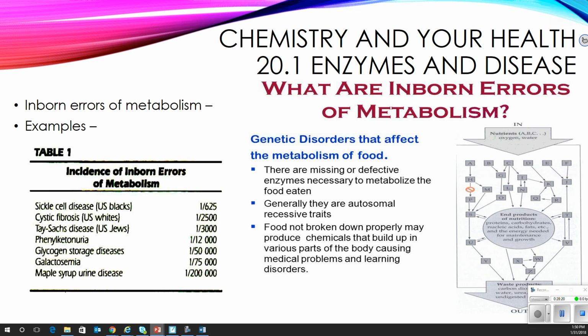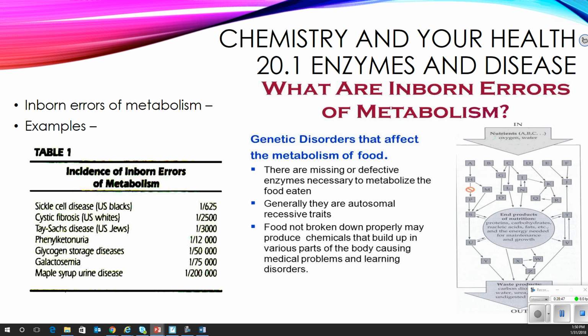So then we get to chemistry in your health. When we talk about enzymes and diseases, what are inborn errors of metabolism? This is where we have problems with defective enzymes, where we don't have enzymes that are working like they're supposed to. It can be from genetics, it can be from errors in and around things.